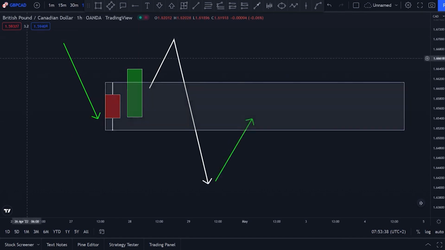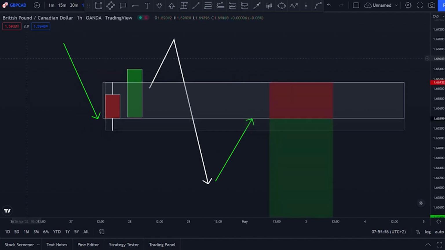Now for the interesting part of the strategy. Drawing the zone. We can draw the zone in two different ways. In this example we can all see that we draw the zone from the high and low of the bearish candle before the bullish engulfing candle, because on the previous pattern we drew the zone from the highs and lows of the bearish candle.